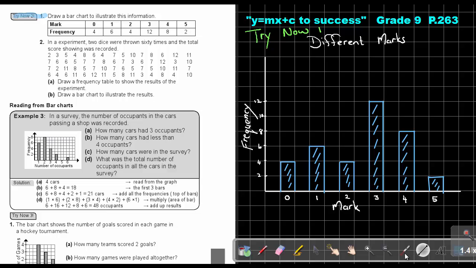Now, let's continue. Reading from bar charts. Let's look at example 3. In a survey, the number of occupants in the cars passing a shop was recorded. How many cars had 3 occupants? So 3, how many cars? 4. How many cars had less than 4? Okay, let's go. Less than 4.